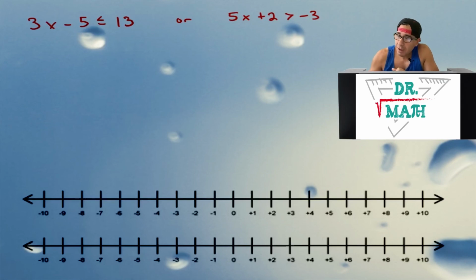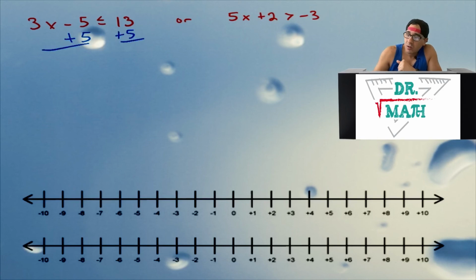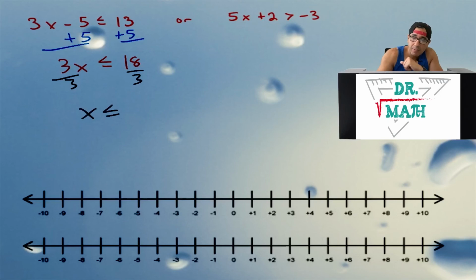Let's close up shop here. Let's go ahead and add 5. So you get 3x is less than or equal to 18. Divide both sides by 3. Do we have to change the inequality here? Good. No, because you're not dividing by a negative. So only when you divide by a negative.